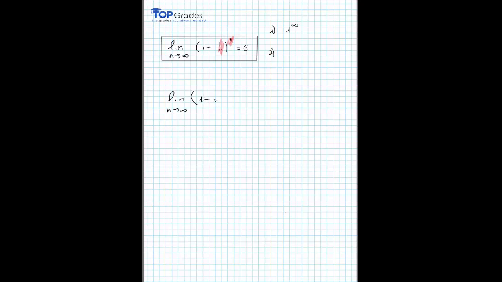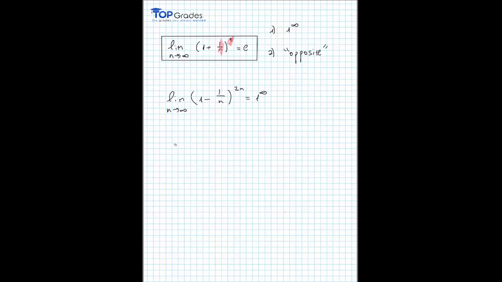One minus... First of all, we plug in. This is, let's call it the opposite. First of all, we plug in infinity and we get 1 to the power of infinity. So it must be something with Euler. Then condition number 1 is satisfied.